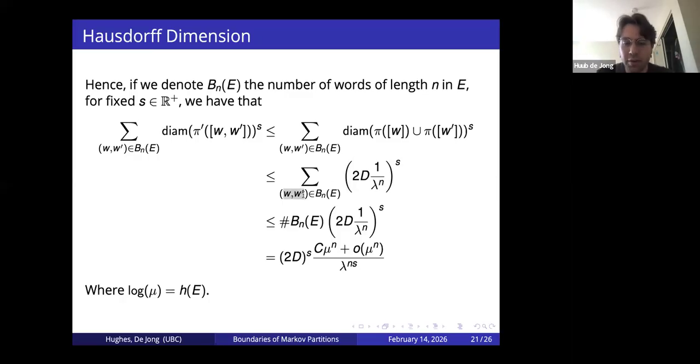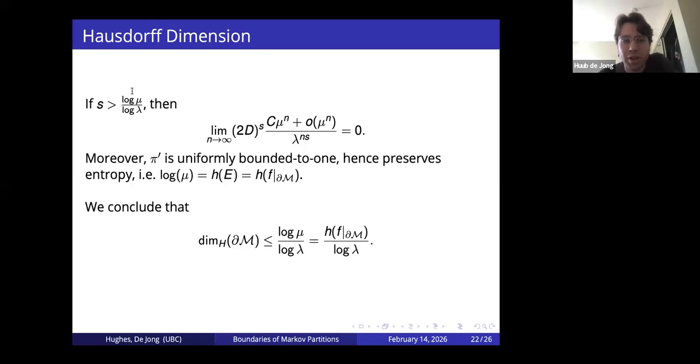Because our boundary is invariant, we only have to worry about words from E, so I can count how many of those pairs of words I have. Because E is an SFT, this is of order mu to the n, where the logarithm of mu is the topological entropy of E. If you look at this expression, if s is strictly bigger than the ratio of the logarithms of mu and lambda, then this goes to 0.